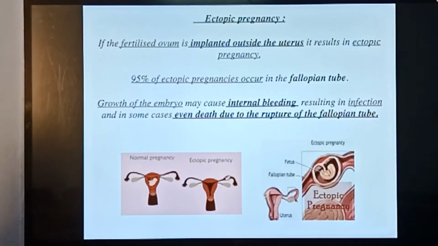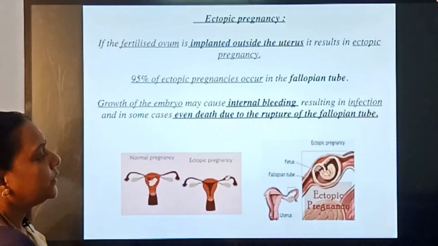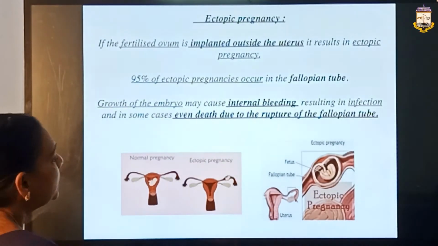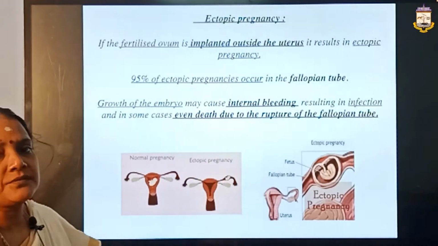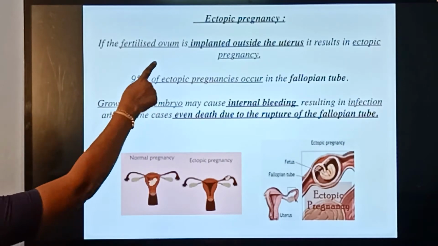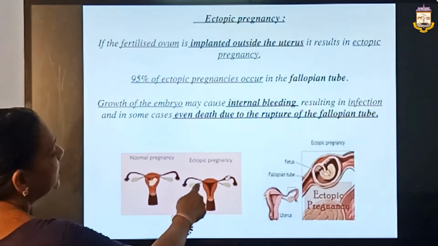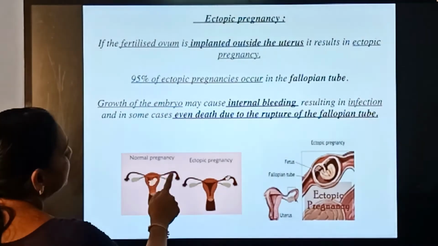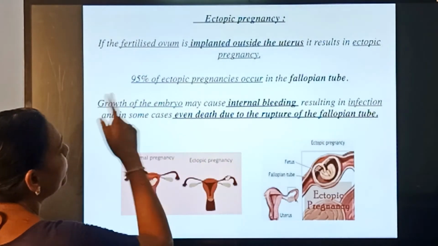Okay. Now sometimes, instead of the baby developing in the uterus, the development occurs in the fallopian tube itself, that is, in the oviduct itself. What do you call it? Ectopic pregnancy. Sometimes the fertilized ovum is implanted outside the uterus, not inside the uterus. Now you call it ectopic pregnancy.